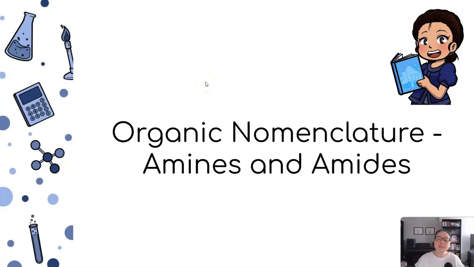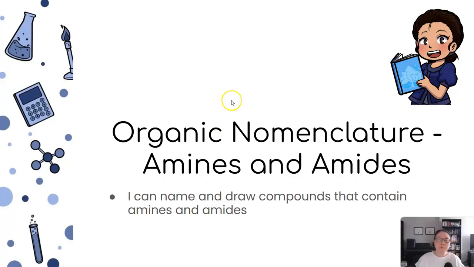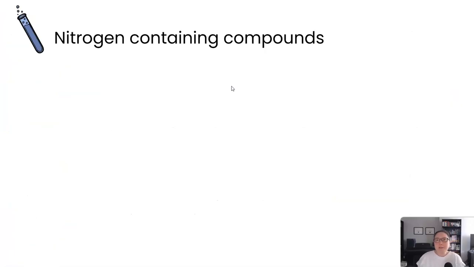Welcome to this lesson on the organic nomenclature of amines and amides. By the end of this lesson, you should be able to name and draw compounds that contain amines and amides. This is going to be our last lesson in the series of organic nomenclature, and for this last bit, we are going to be looking at functional groups that contain nitrogen.